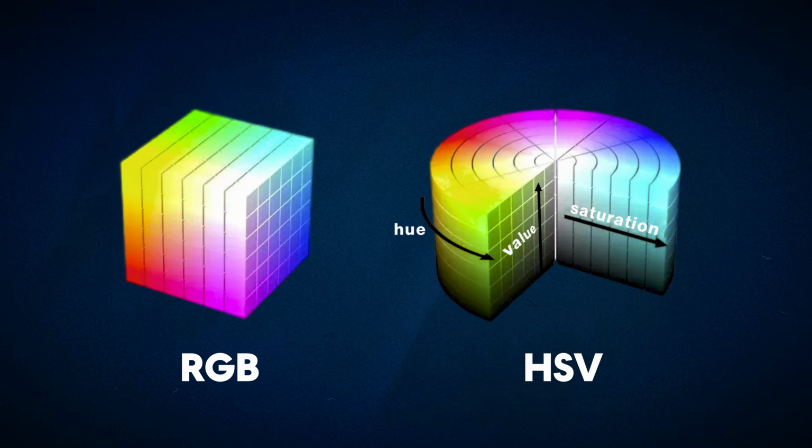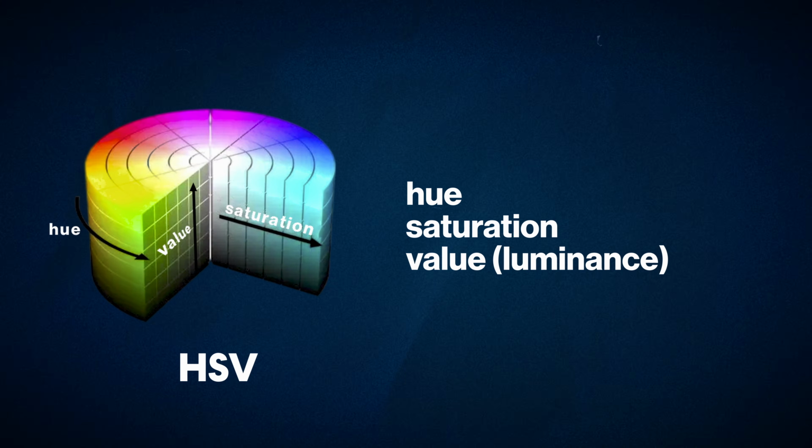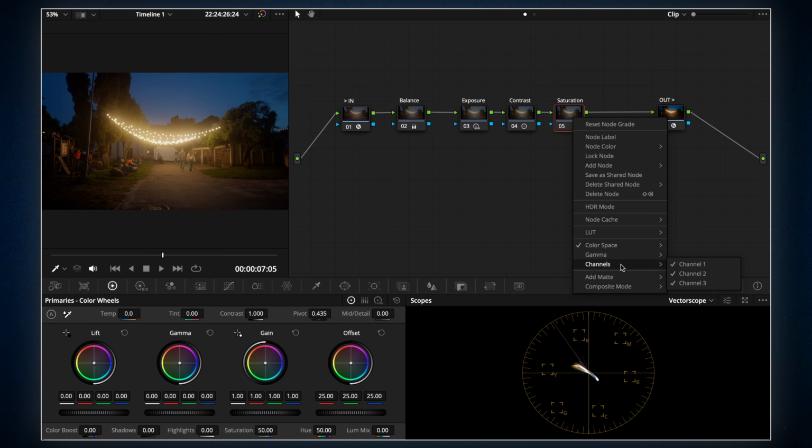HSV is a cylindrical color space that more closely matches how our eyes actually perceive color. It stands for hue, saturation, and value, and it breaks the image into 3 separate channels: channel 1 for hue, channel 2 for saturation, and channel 3 for luminance or value. Since we only want to adjust saturation, we can simply disable channels 1 and 3, leaving only channel 2 active.